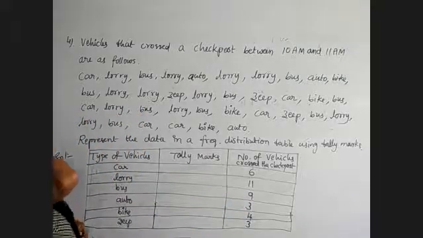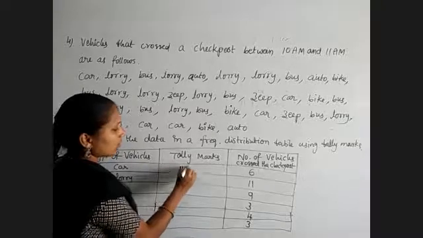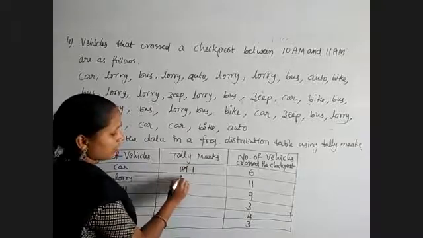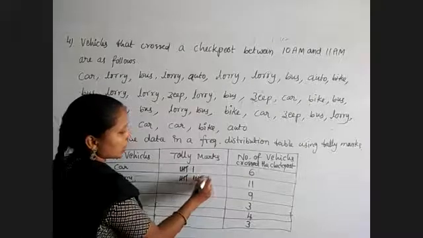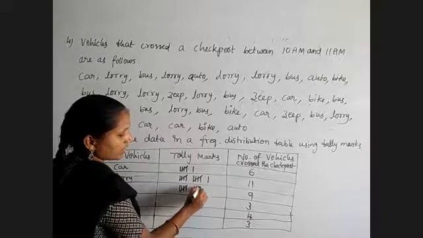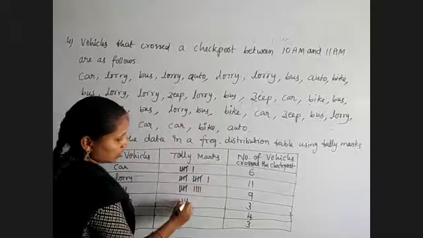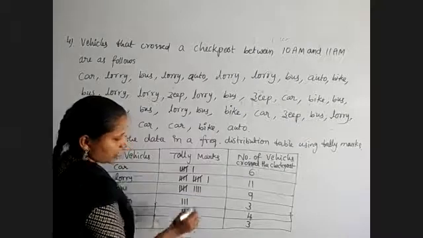Now coming to use the tally marks. Just draw the tally marks. For 6, and 11, we will have to represent 1, 2, 3, up to 11. Then 9. Next 3, then 4, 4, and 3.